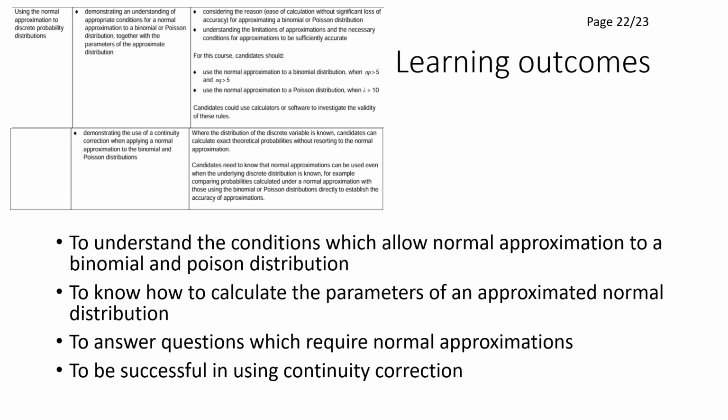By the end of this lesson, you should understand the conditions which allow normal approximations to take place regarding binomial and Poisson distributions. You should know how to calculate the parameters of an approximated normal distribution. You should be able to answer questions which require normal approximations, and you should be successful in using continuity corrections.